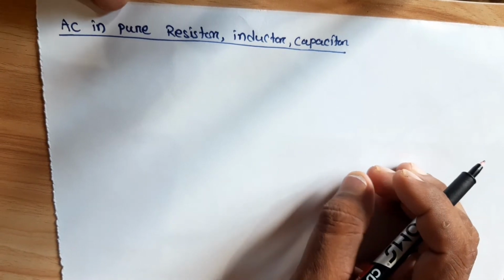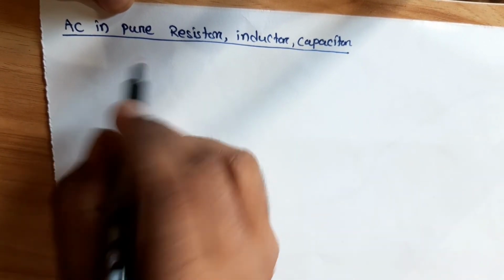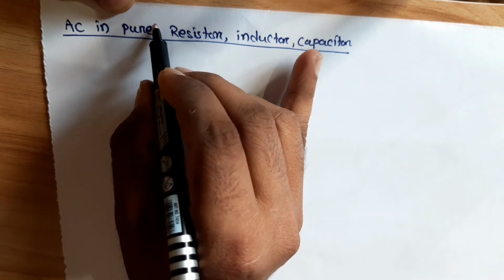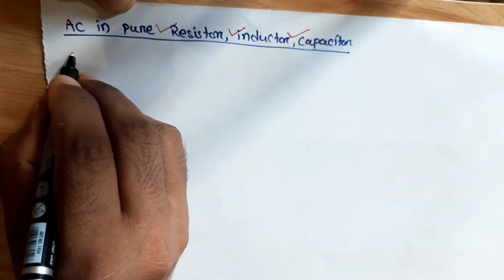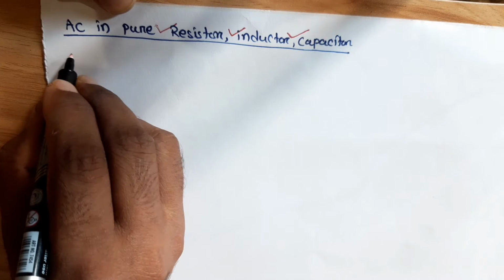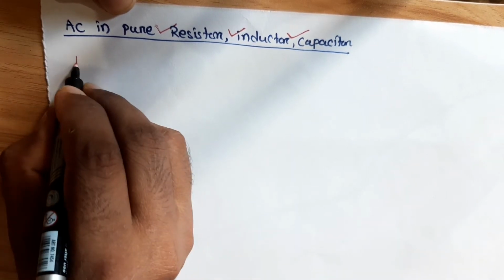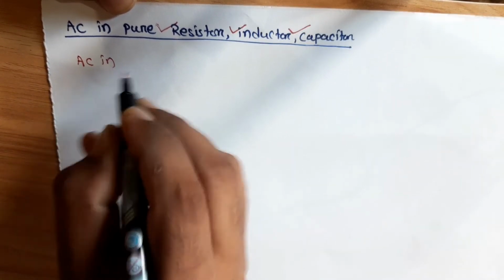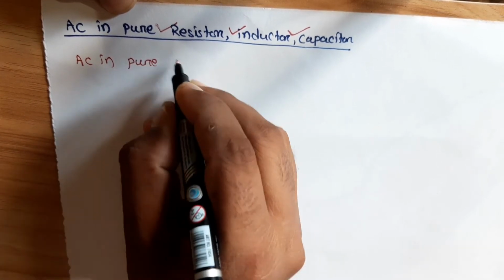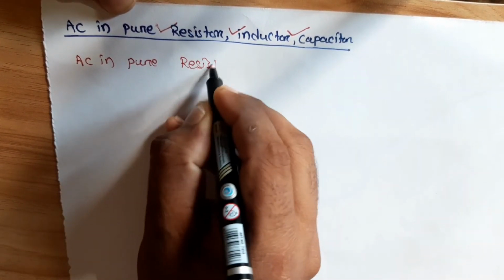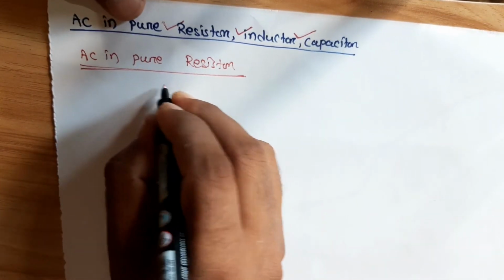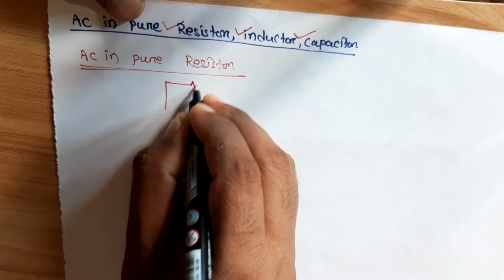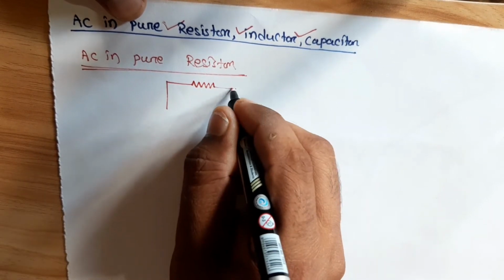Today we are going to discuss what happens if we supply AC individually to a pure resistor case, an inductor case, and a capacitor case. Let's first consider if we supply AC in a pure resistive circuit. Here is AC in a pure resistor. We first draw the resistive network.